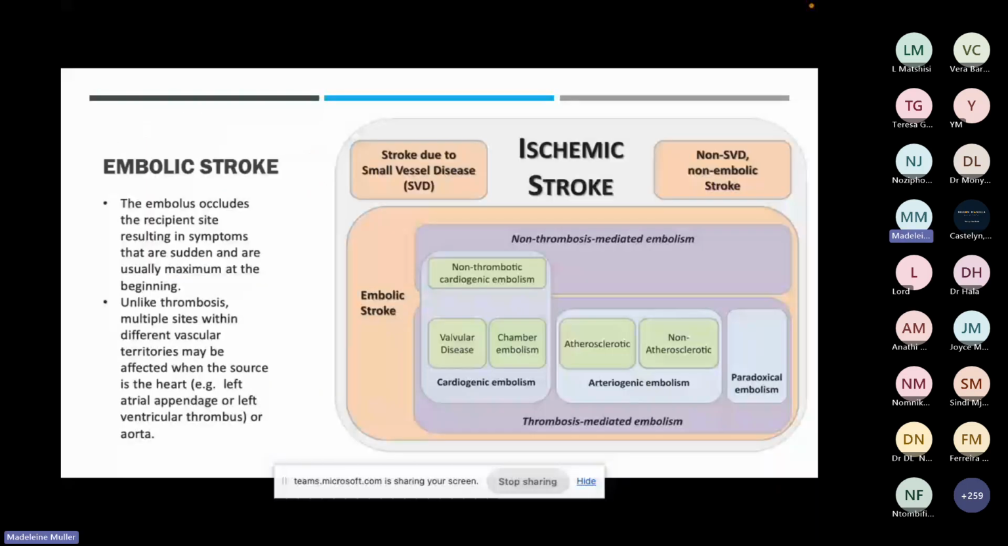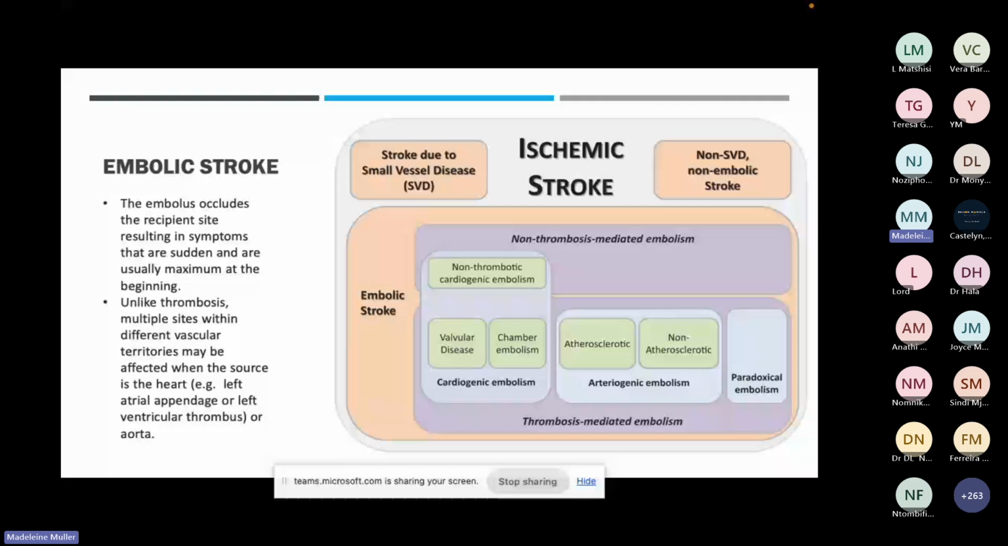And then this diagram basically shows the different causes, or rather the subtypes, of the ischemic stroke. So you've got the non-embolic stroke, which would comprise the systemic hypoperfusion as well as the large vessel thrombosis. And then we've got stroke due to small vessel disease. And then we've got embolic stroke.